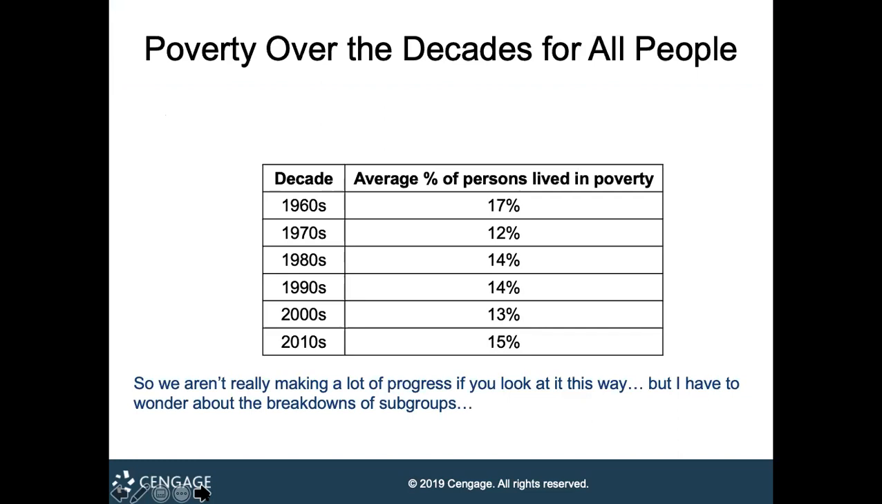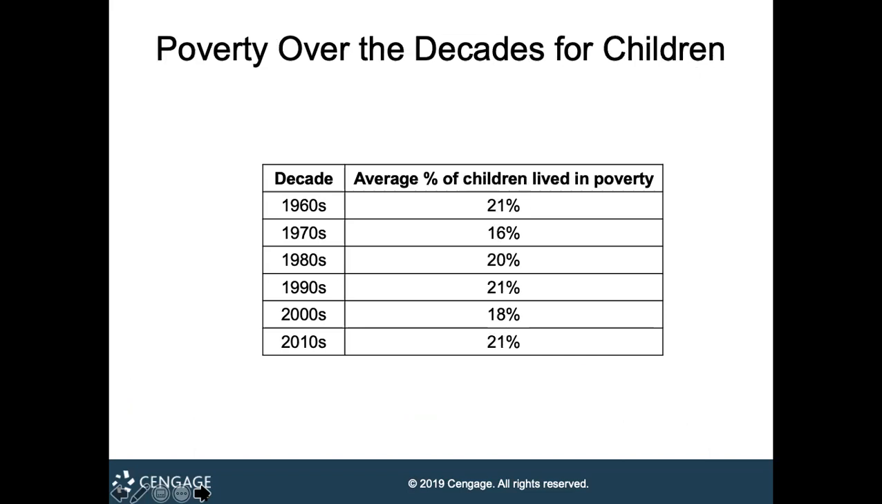So, poverty over the decades, right? If you look at it, it hasn't really changed much since the 60s. The 60s were 17%, the 2000s 13%, but this is not a huge difference. But then, is it different when you look at breakdowns? Well, not really, right? So again, back to the children: when we're looking at the subgroup of children, the numbers haven't changed much. I mean, it's higher for children, we just discussed that, but it hasn't really changed a whole lot.